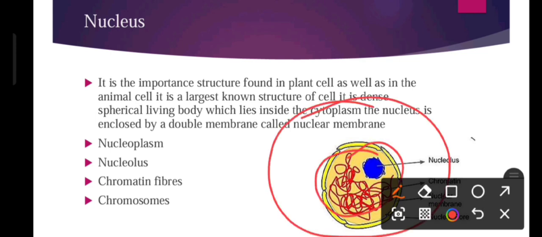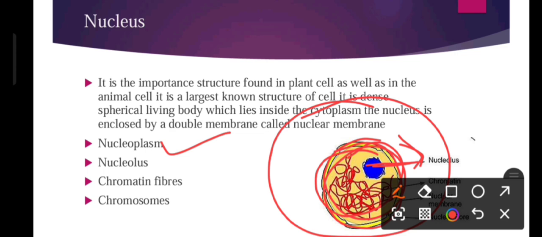It is a dense spherical living body which lies inside the cytoplasm of the cell and is enclosed by a double membrane called the nuclear membrane. This is the nuclear membrane. It separates the nucleus from the cytoplasm. The nuclear membrane surrounds the dense semi-fluid substance called nucleoplasm. The nucleoplasm contains one or more spherical bodies called nucleolus. This is the nucleolus.